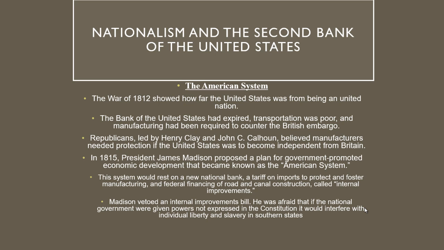Although the tariff and national bank became law in 1816, Madison vetoed an internal improvements bill. He was afraid that if the national government were given powers not expressed in the Constitution, it would interfere with individual liberty and slavery in southern states.